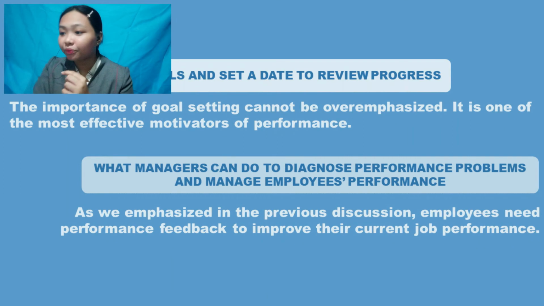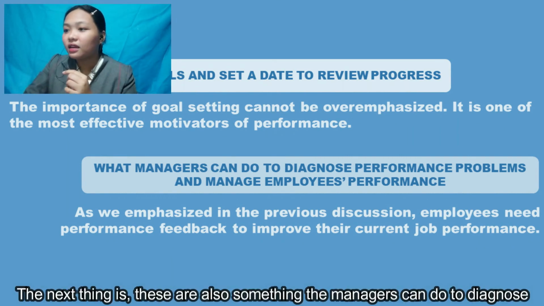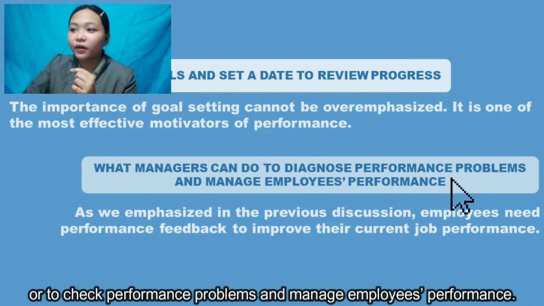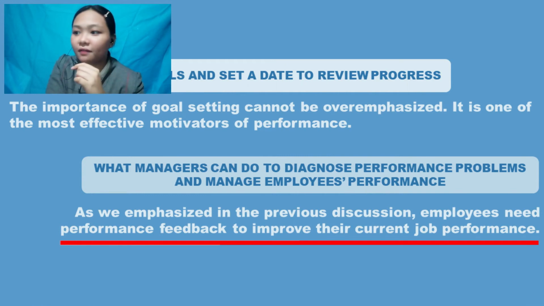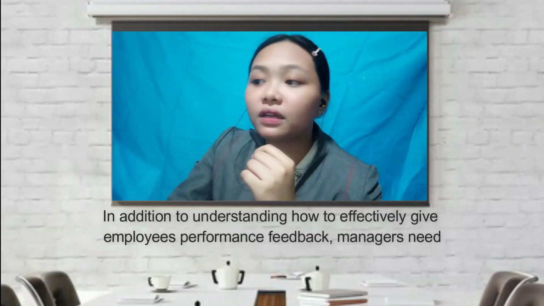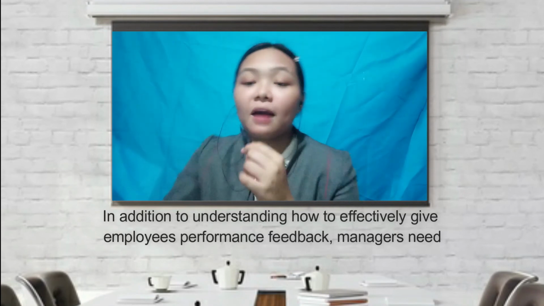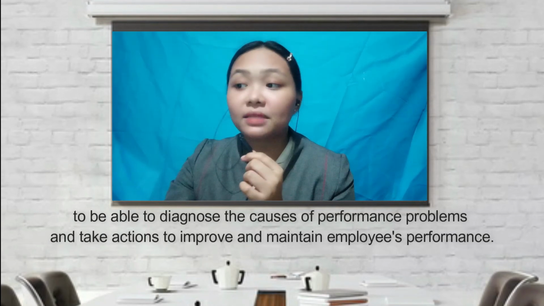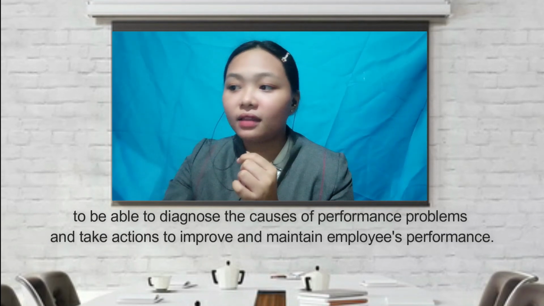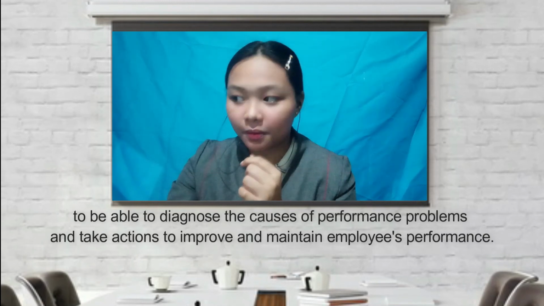Next, these are also some things that the managers can do to diagnose or check performance problems and manage employees' performance. As we emphasized in the previous discussion, employees need performance feedback to improve their current job performance. In addition to understanding how to effectively give employees performance feedback, managers need to be able to diagnose the causes of performance problems and take actions to improve and maintain employees' performance.